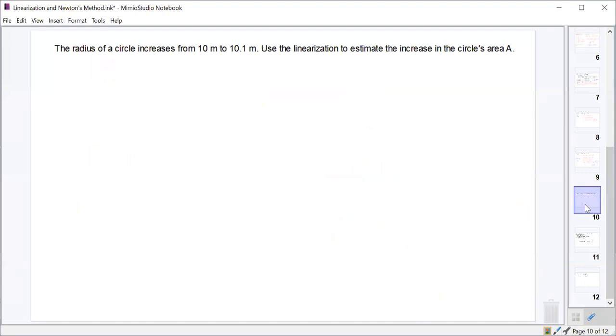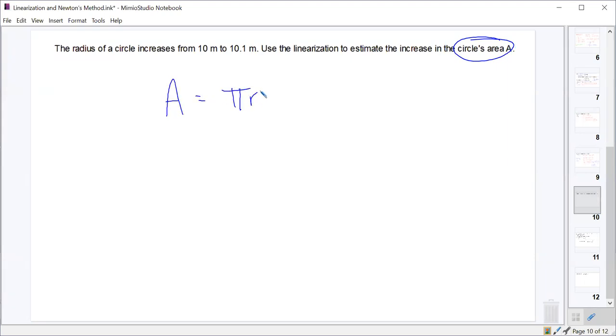All right, let's take a circle that has a radius of 10, and we're going to increase that to a radius of 10.1. We want to use linearization to approximate the increase in the circle's area, if we did that. So what do we think? What should we do? Something to do with the area or circumference of the circle. All right, so we're talking about an increase in the circle's area. So let's write an equation for the area.